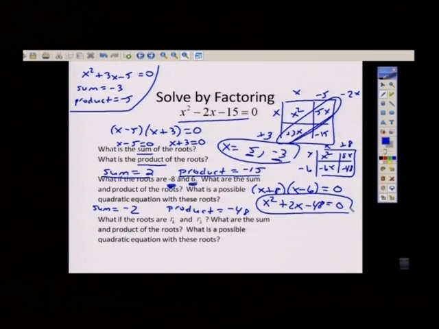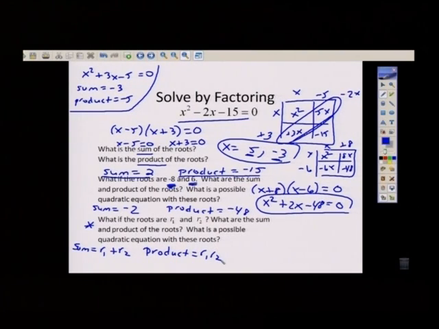So again, we're looking for some kind of a pattern here. And so we're going to look at one more problem down here. And it asks you what your roots are, r sub 1 and r sub 2. What's the sum and the product? Well, the sum would be r sub 1 plus r sub 2. And the product would be r sub 1 times r sub 2. So that's not too bad. But it wants to know what would the possible quadratic equation look like with these roots.